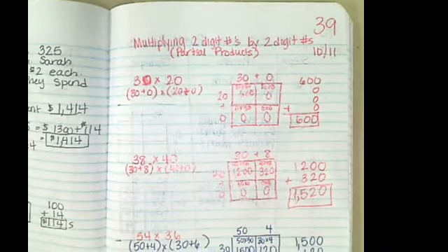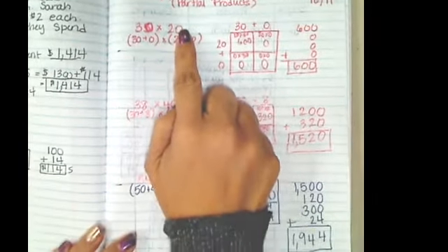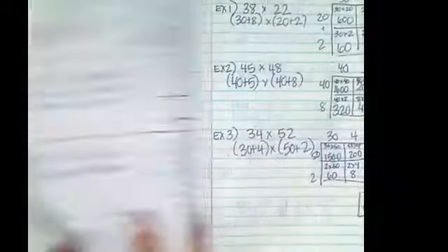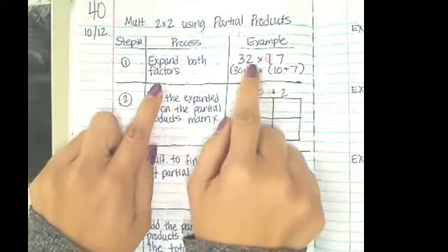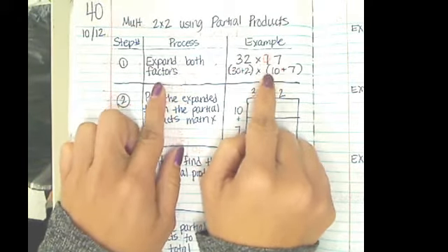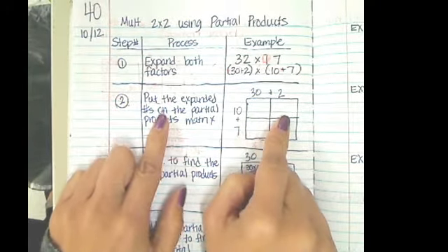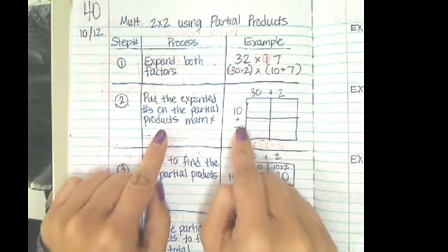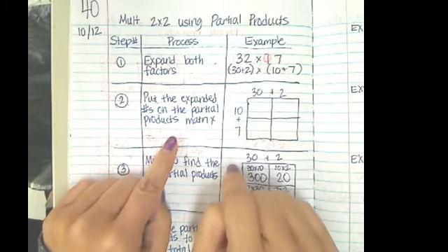But yesterday, what we worked on was the 2-digit by 2-digit multiplication. And this is the partial products method. If you need to see the steps, then that's on around page 40, where you have to expand both factors. So 32 becomes 30 plus 2, 17 becomes 10 plus 7. Then you need to make your matrix kind of like what we did with the single digit multiplication, but this time, since we expand both numbers, you need to make sure that you have 2 rows and 2 columns now.